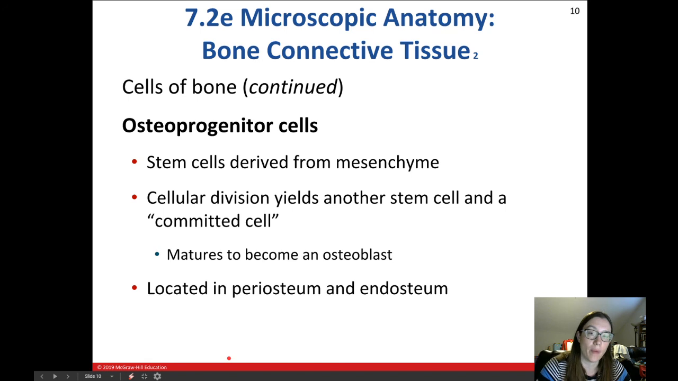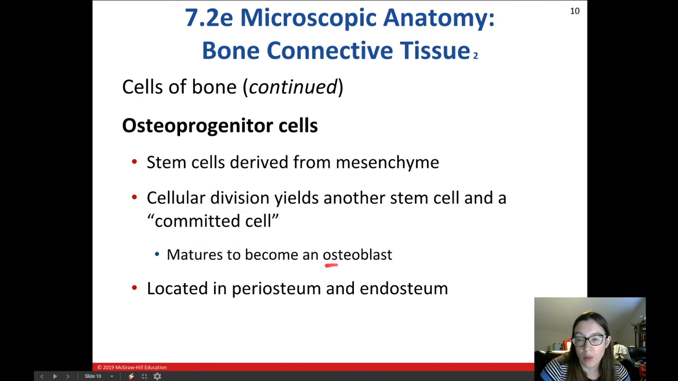So the first one we'll talk about is the osteoprogenitor cell. This is one of those unipotent stem cells that was derived from the mesenchyme. And so this is a stem cell that can just become an osteoblast. So it can keep dividing, and as it divides, one daughter cell stays as an osteoprogenitor cell. The other daughter cell will become an osteoblast. Then that osteoprogenitor cell can divide again. One stays as an osteoprogenitor cell, the other one becomes an osteoblast. So then we have a supply of osteoblasts if we need them.